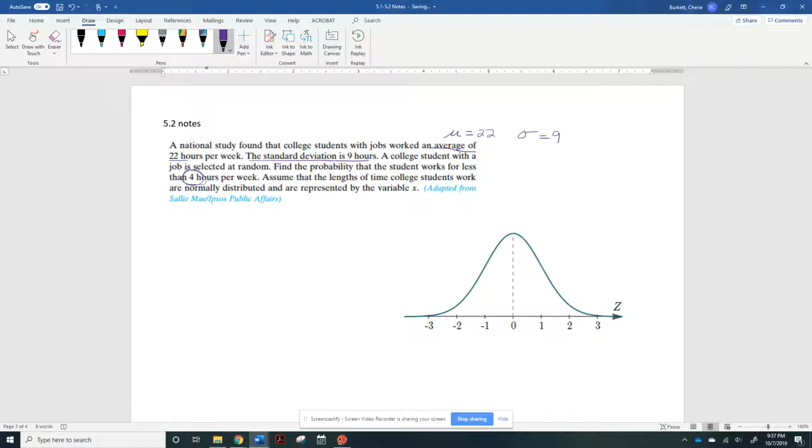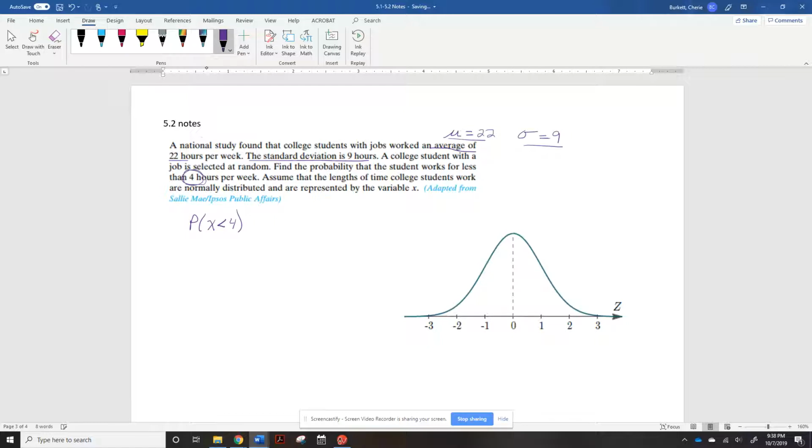So this says find the probability that the student works. So that's X, because when we're working with actual data, then we're finding the probability of X, not the probability of Z. I can convert it to a Z, but we're going to do X. Find the probability the student works less than 4 hours. Okay, so I'm understanding that this means I'm looking for the area to the left because it says less than.